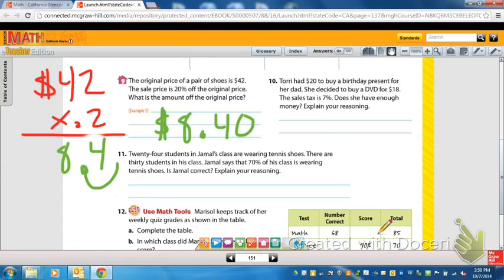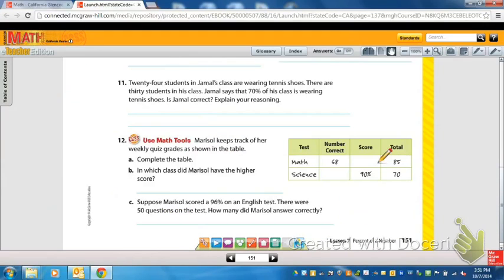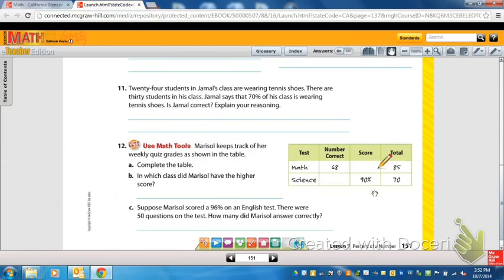So my answer is going to be $8.40. Remember, I told you that the only time you have the 0 here is if we're dealing with money. So for this one, we're dealing with money. So what is the amount off the original price? $8.40. For number 12, for science, you're just going to change that to a 90%.